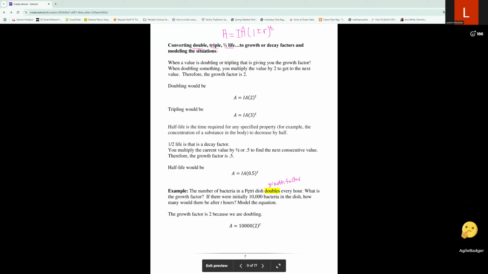But they might just say the number of bacteria in a Petri dish doubles every hour. If you start with 10,000, how many would there be after t hours? And it's up to us to know that doubling and tripling and half-life are factors. They've already been given to us, okay? So this would be 10,000 times 2 as the growth factor to the t power. All right, so let's move on to our next slide.